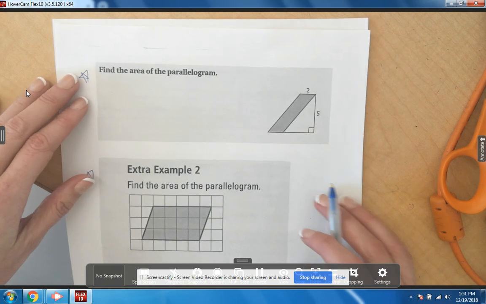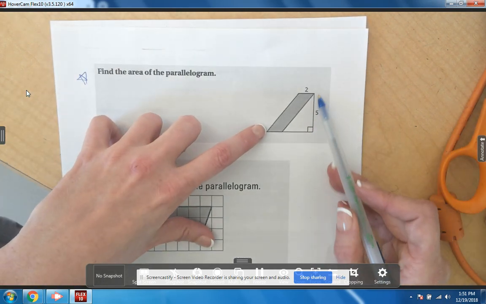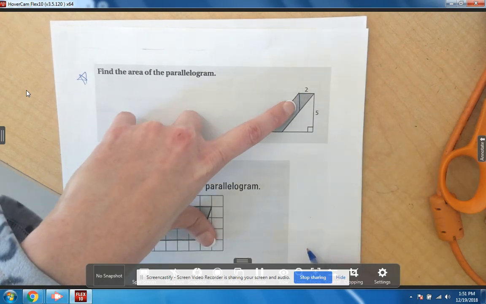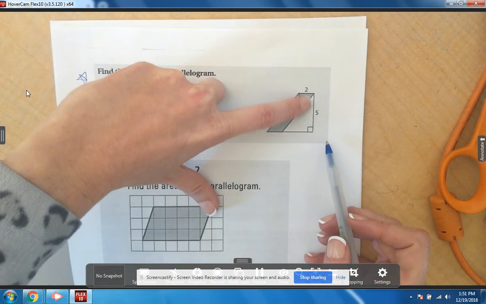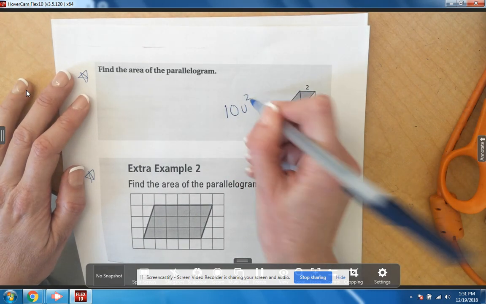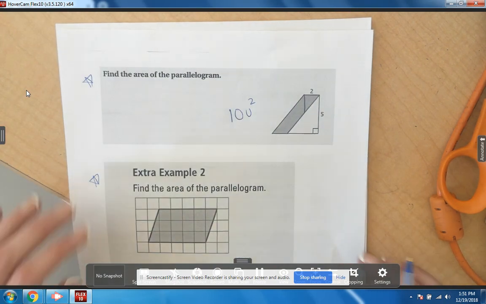This is showing you that sometimes it's easier to draw the height on the outside of the shape because if I were trying to draw a 90-degree angle from here, it doesn't go all the way down. So sometimes they have to give you one on the side of the shape, but it's the same thing. So 5 times 2, so this would be 10 units squared since it doesn't have a label.